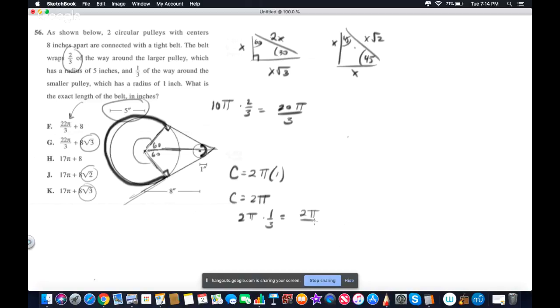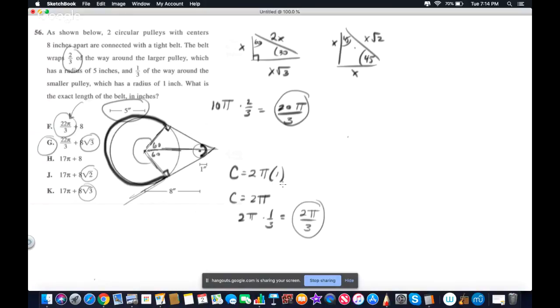Well, if you check back in with your answer choices, it looks like 22 pi over 3, which is the combination of the belt wrapping around the larger circle and the belt wrapping around the small circle, makes a heck of a lot of sense. At this point, honestly, as a test taker, I would probably be picking G and moving on, because this has something to do with 30, 60, 90 triangles.